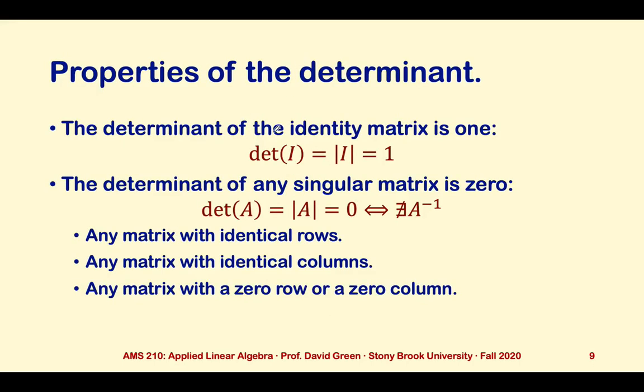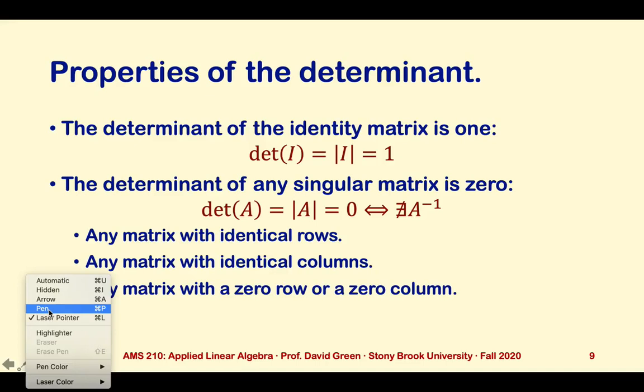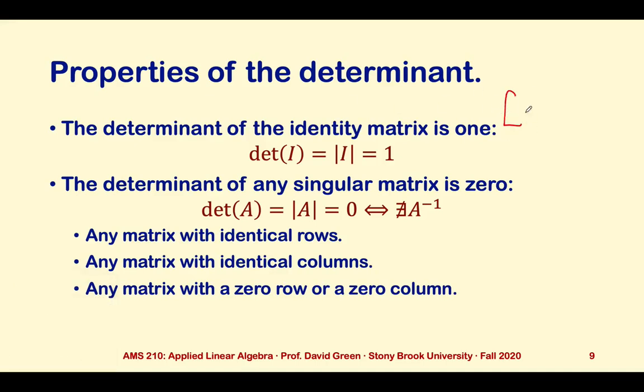First of all, the determinant of the identity matrix is 1. This follows from the result that we just discussed. The identity matrix, of course, is a diagonal matrix with zeros everywhere else. That is a special case of a triangular matrix. The determinant must be the product of the diagonal entries, and the diagonal entries are all 1, so the determinant is 1.